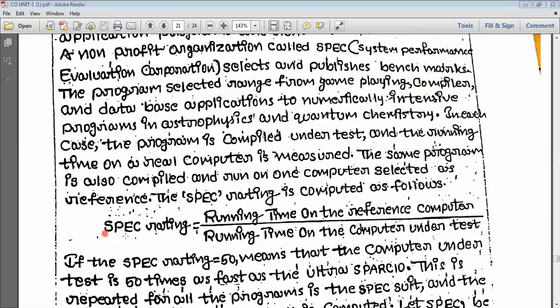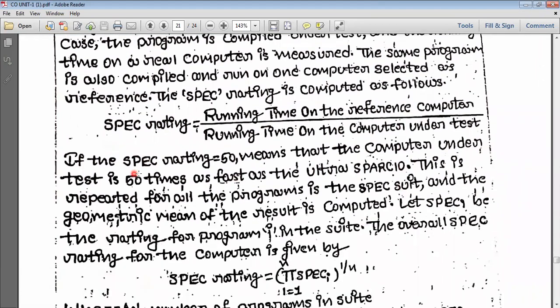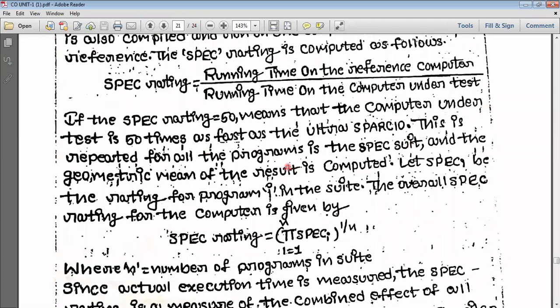So based on that, the SPEC rating is equal to the running time on the reference computer divided by the running time on the computer under test. Suppose the SPEC rating is equal to 50. It means that the computer under test is 50 times as fast as the reference computer. This is repeated for all the programs in the SPEC suite, and the geometric mean of the results is computed.